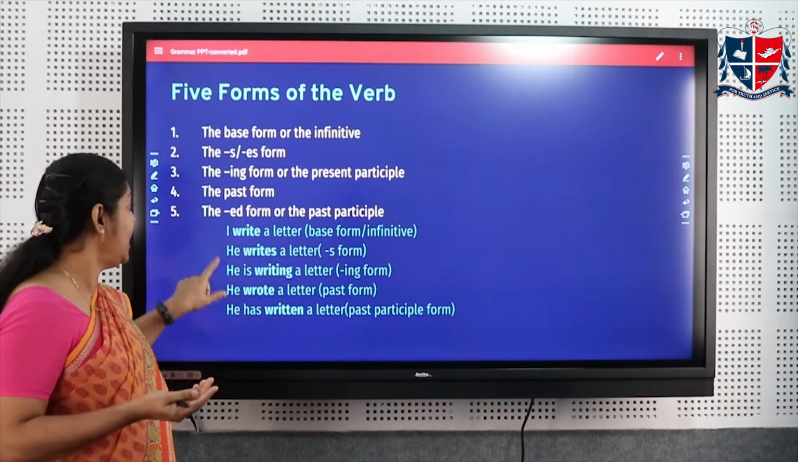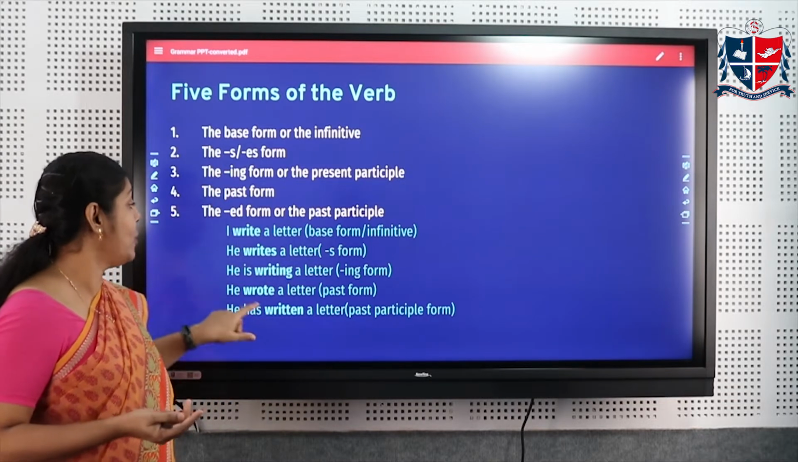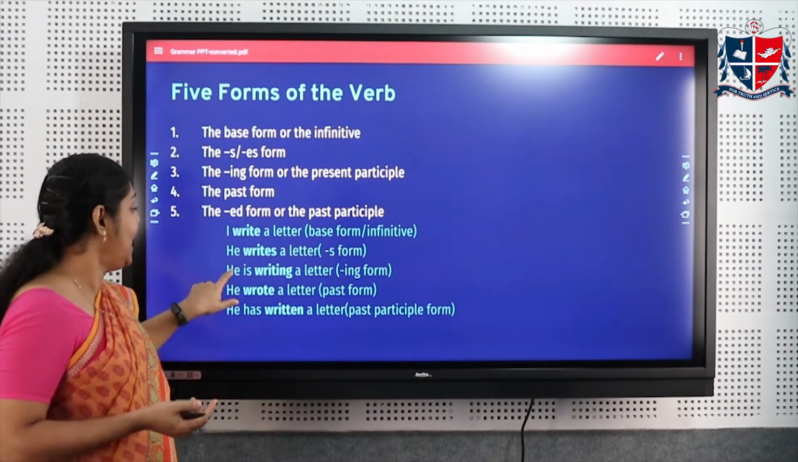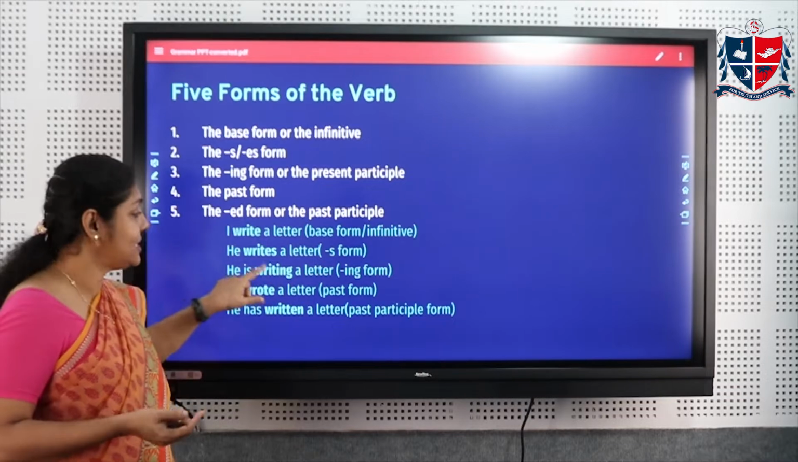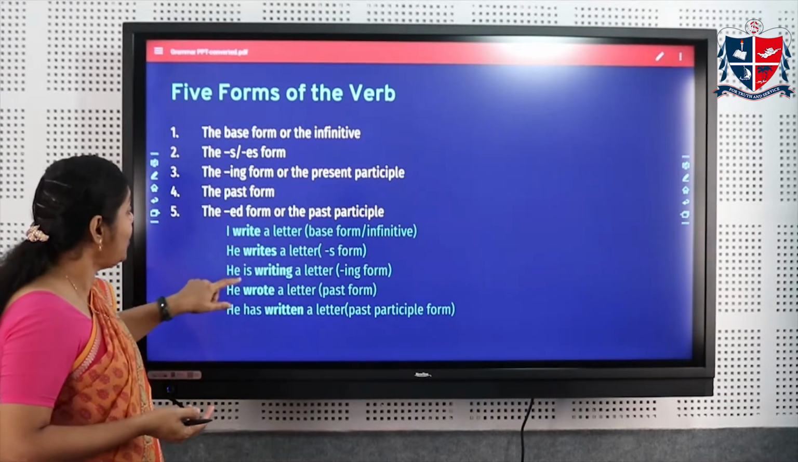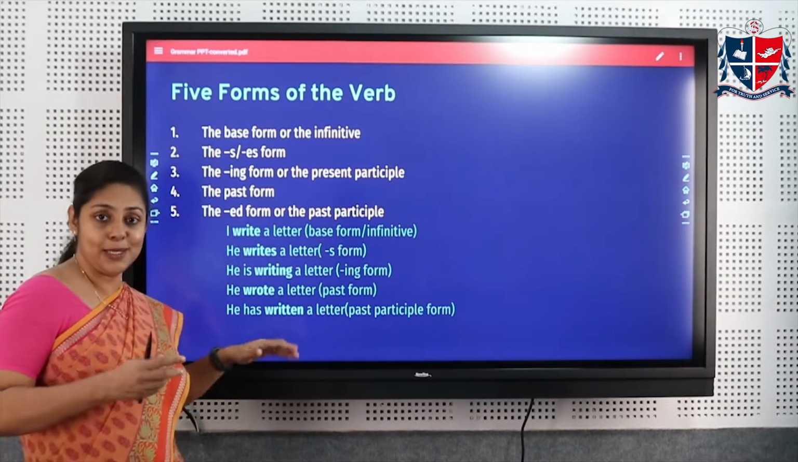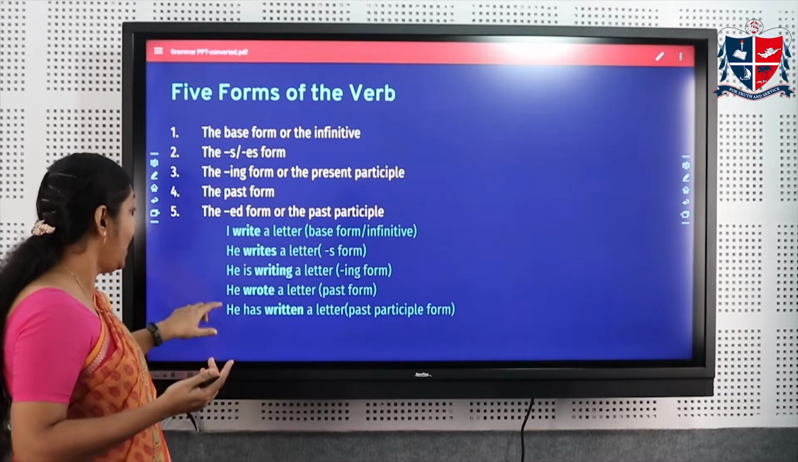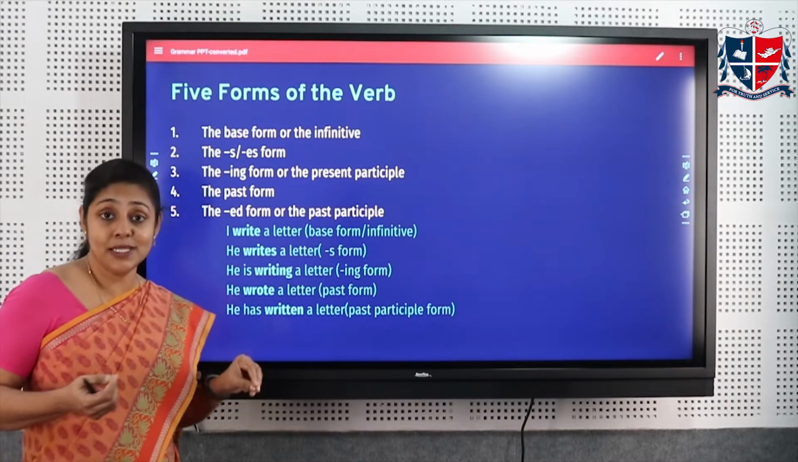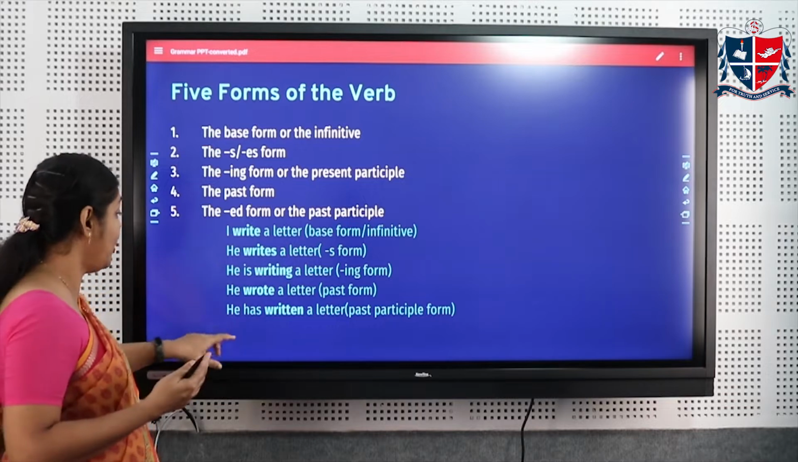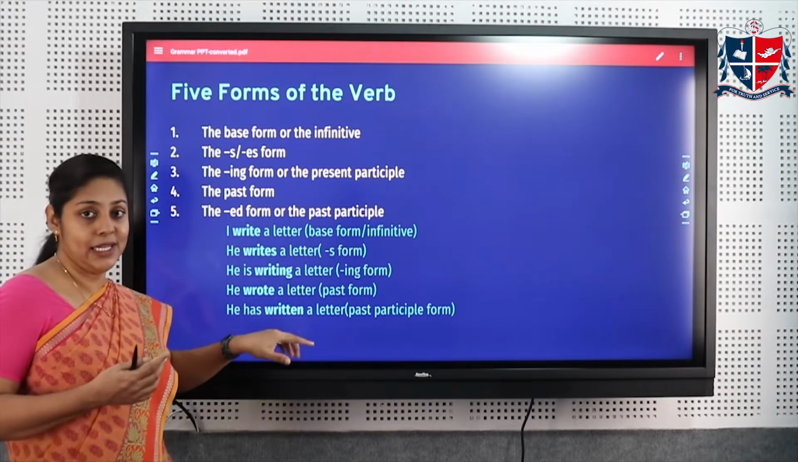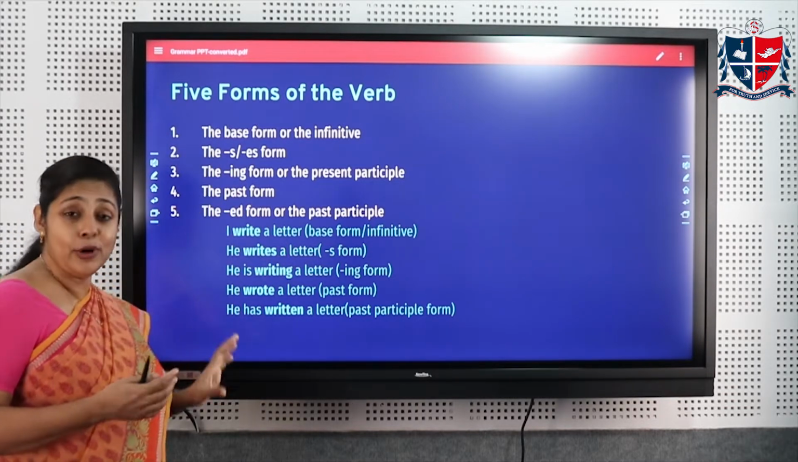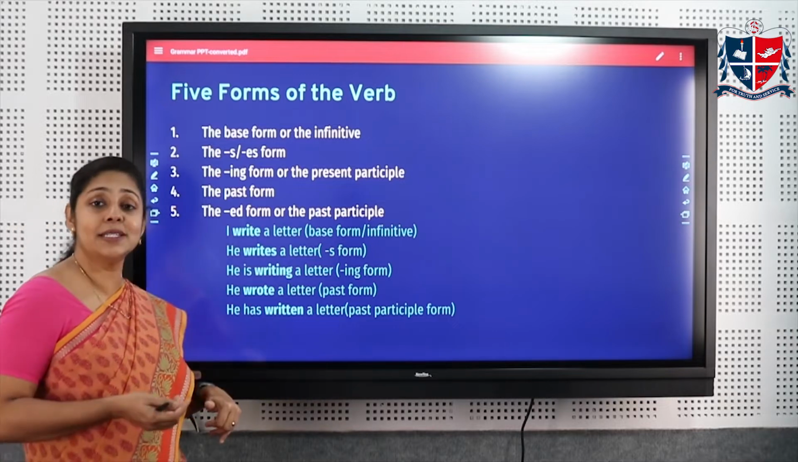He writes a letter. And then you have the ing form or the present participle. He is writing a letter. It is the ing form here. And you have the past form. He wrote a letter. The past tense of write is wrote. And you have the past participle form. It's also called the ed form. He has written a letter. So these are the 5 forms of any verb. I've just given the example of write.